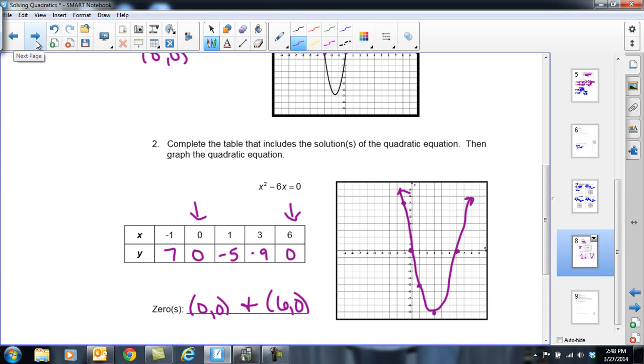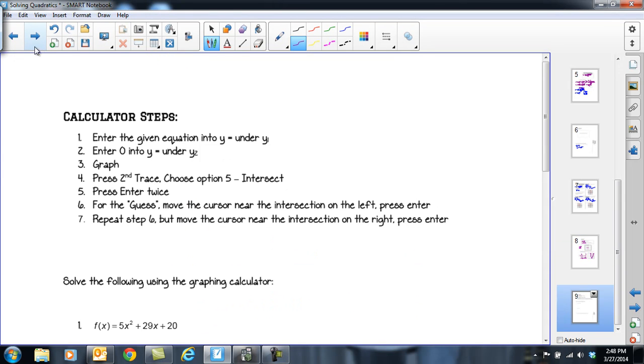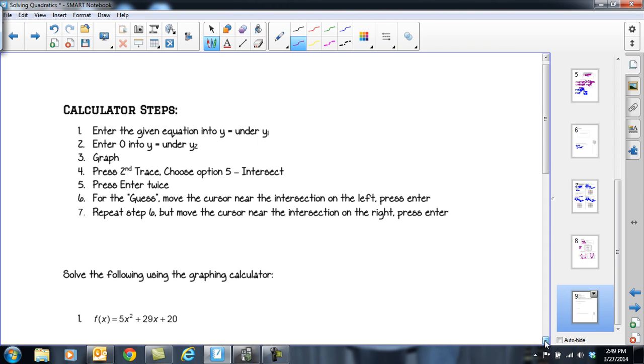So now let's talk about how to actually use the calculator if you don't have a picture given to you already, and how we're going to go about using our calculator. The steps are here, and these are the steps I'm going to follow as I go through these math problems. I'm going to follow these steps using my calculator, and so you just need to follow along with me if you have your calculator with you.